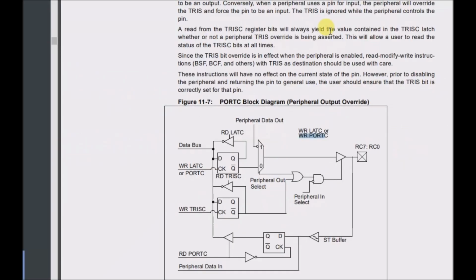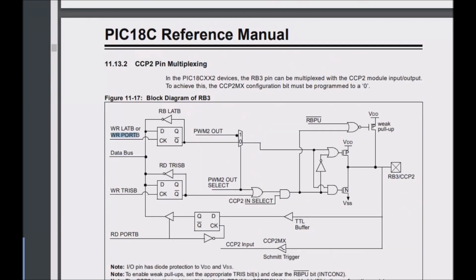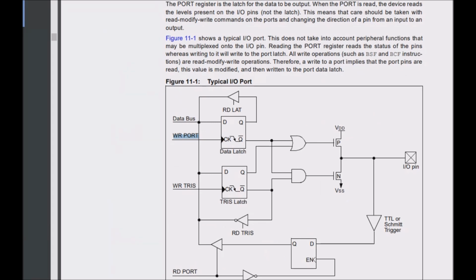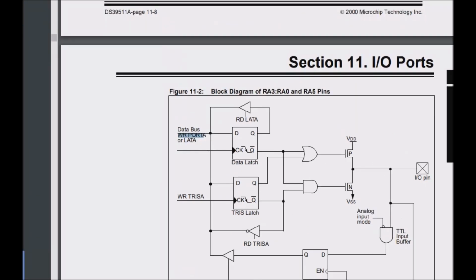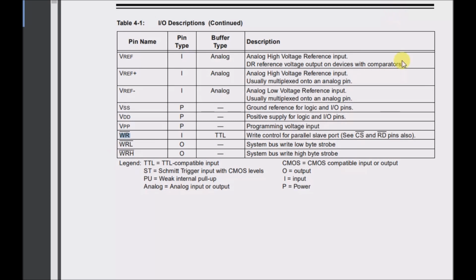So I've been looking through the reference manual for a definition of WR port, and it certainly shows up in all the port diagrams, but it doesn't ever give a definition of what WR port means. Like, I'm thinking it has something to do with the working register. Oh no.